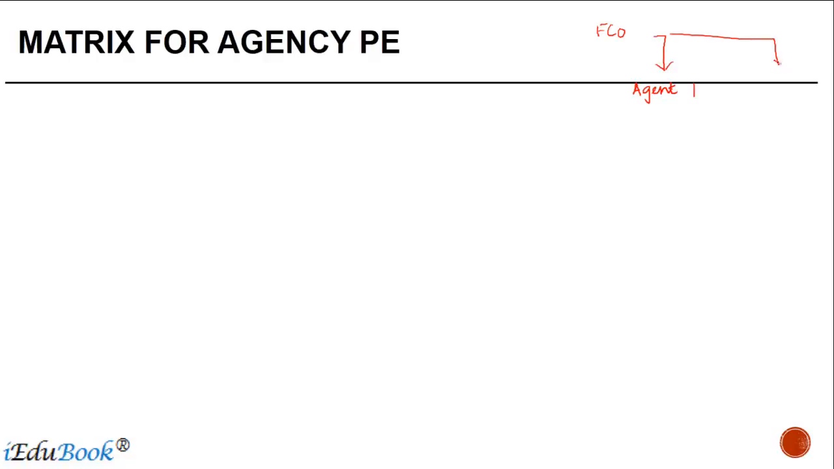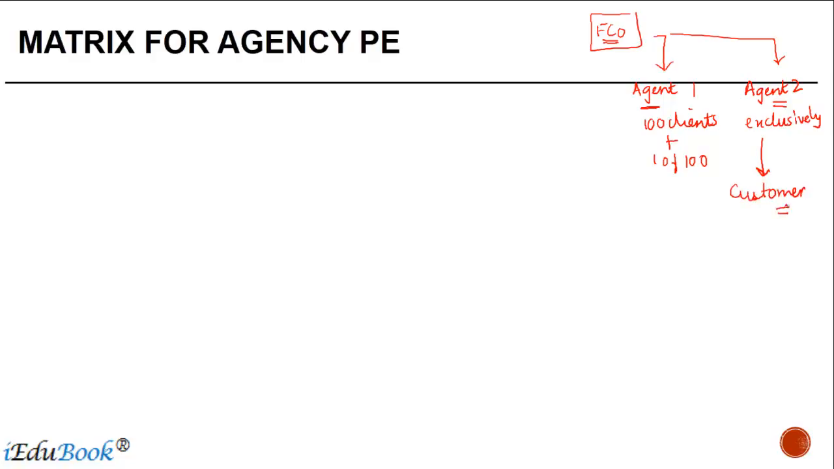Let's say there are two types of agent. The first agent has 100 clients, and he's also providing services to the foreign company, which is one of its clients, one of 100 actually. Agent 2 works exclusively for the foreign company, right? And when working for the foreign company, it does everything which effectively gives a representation to a customer that he's as good as the foreign company itself.